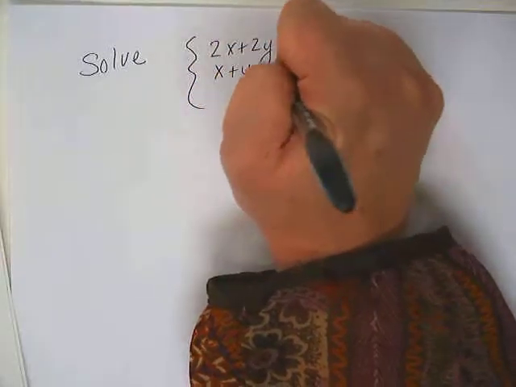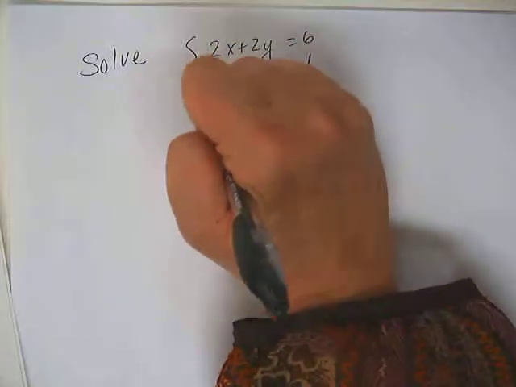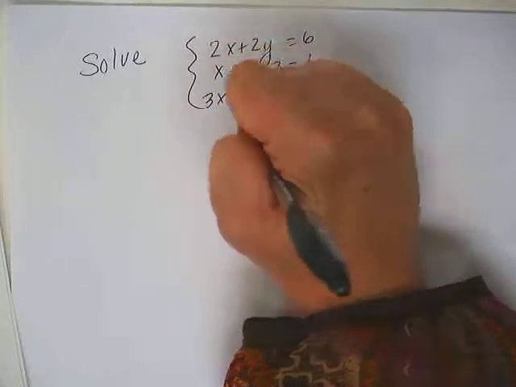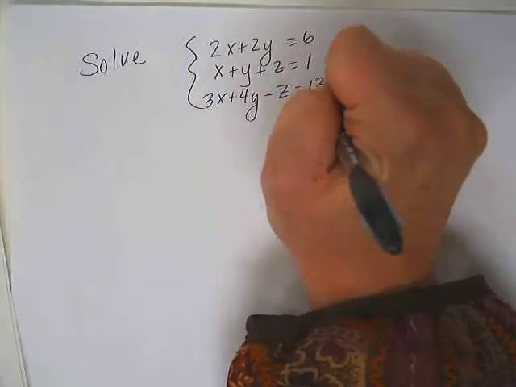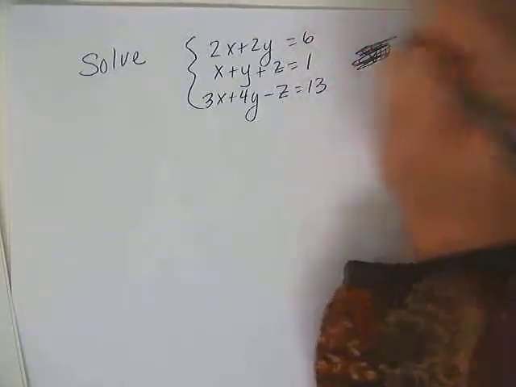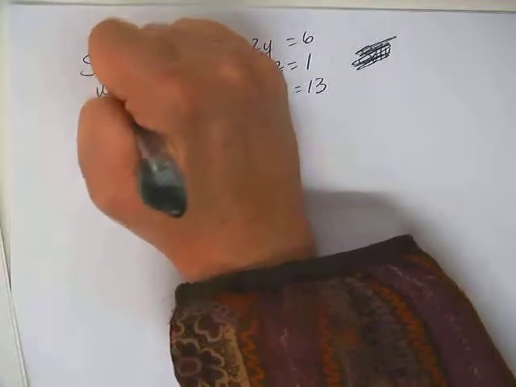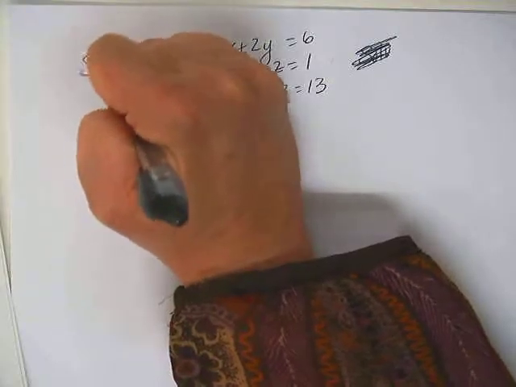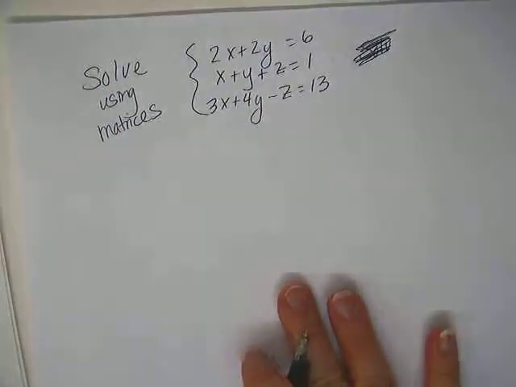x plus y plus z equals 1. 3x plus 4y minus z equals 13. Solve. Oh, I already said solve. Using matrices. Okay.